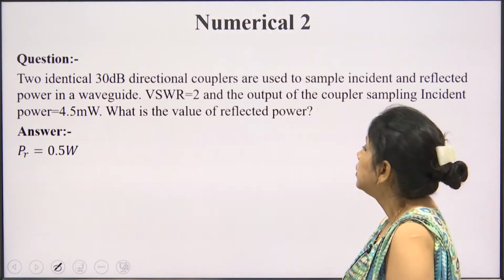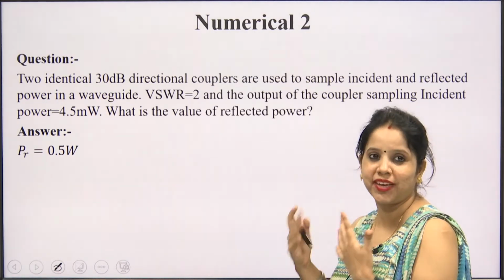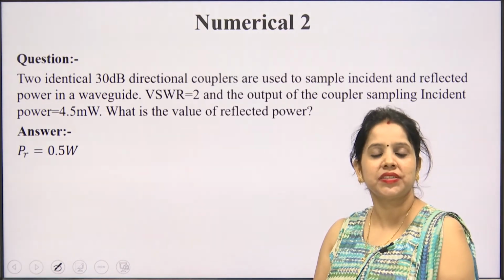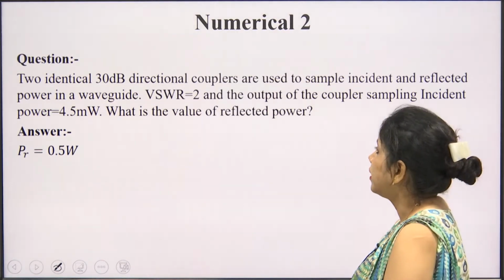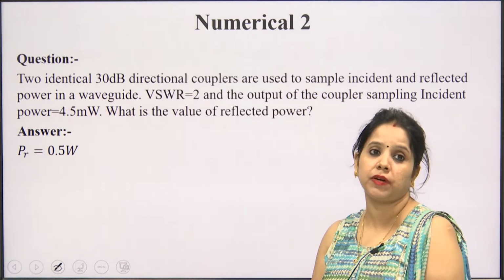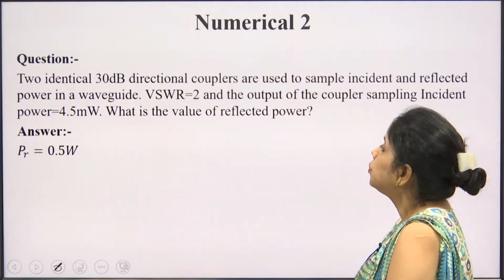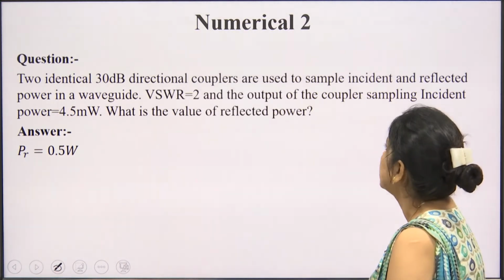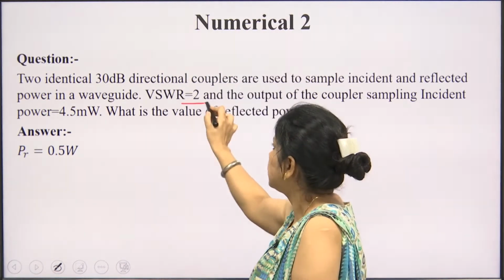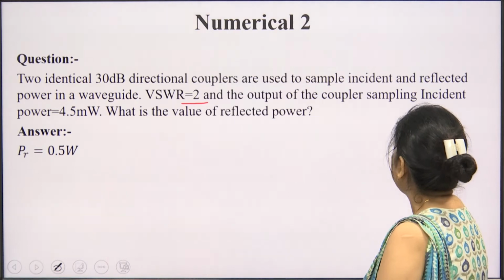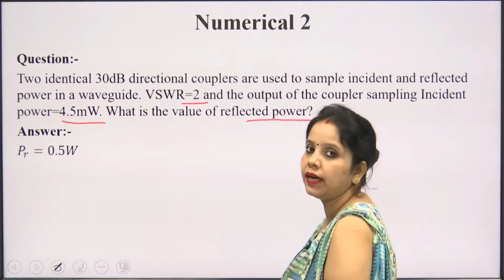Now comes the second numerical. What is this? Two identical 3 dB directional couplers are used. Can you guess which type of method we are using? Impedance measurement using the reflectometer, and we also use that in the measurement of reflection coefficient and VSWR. Two identical 3 dB directional couplers are used to sample incident and reflected waves in the waveguide. VSWR is equal to 2 and the output of the coupler sampling incident power is 4.5 milliwatt. What is the value of the reflected power?